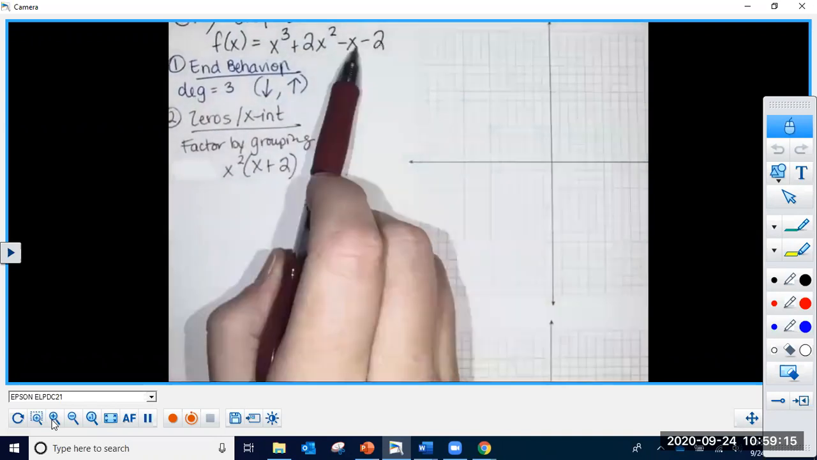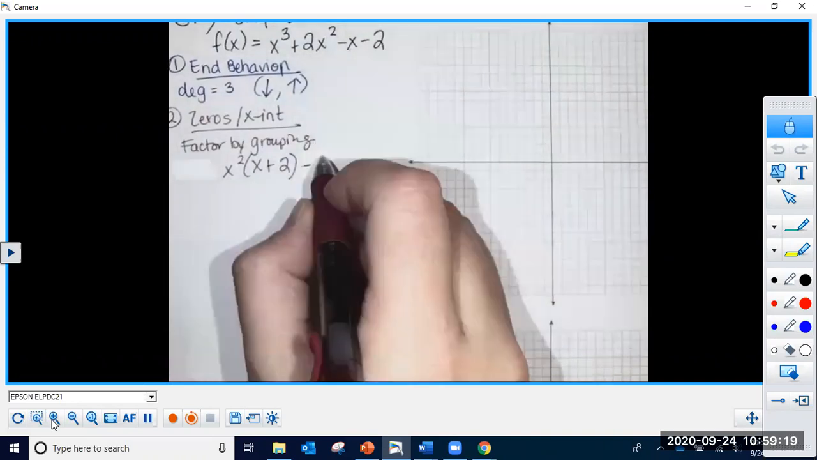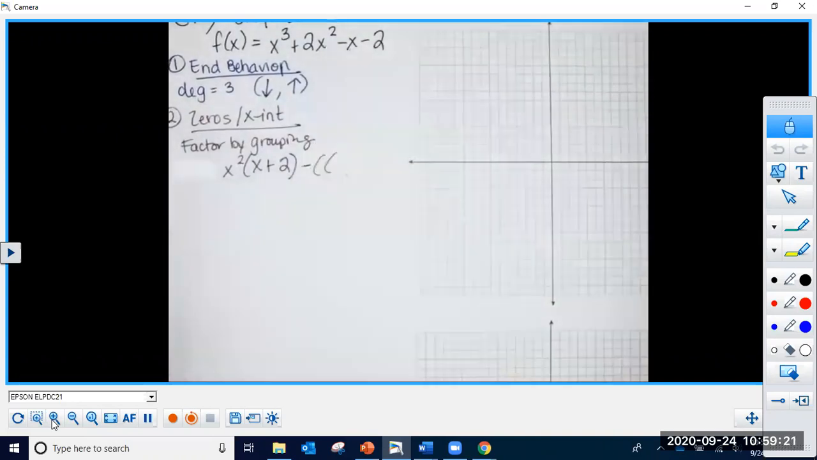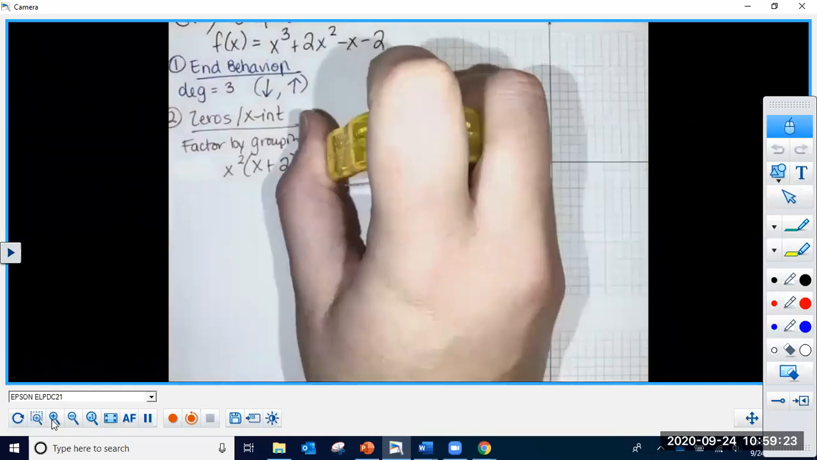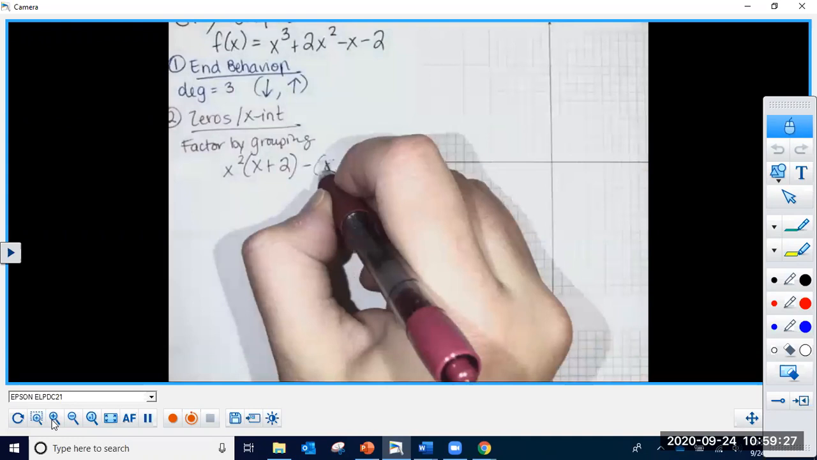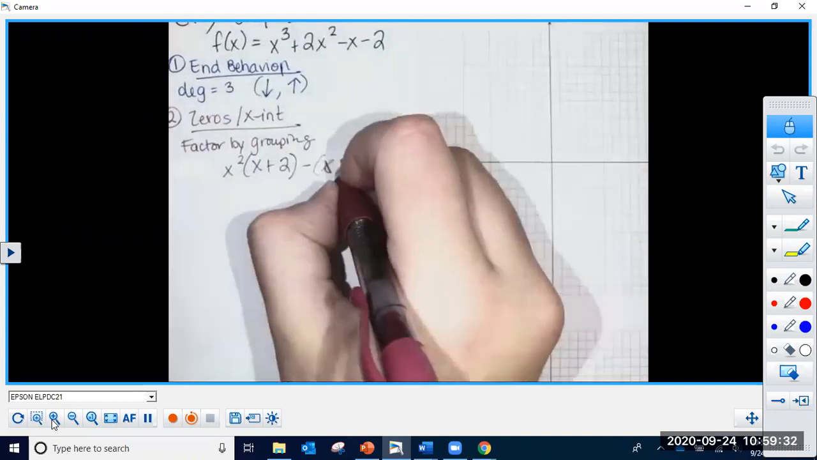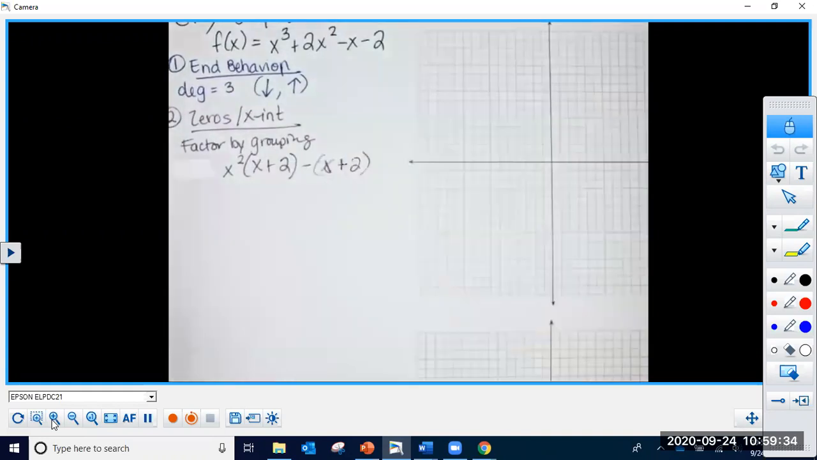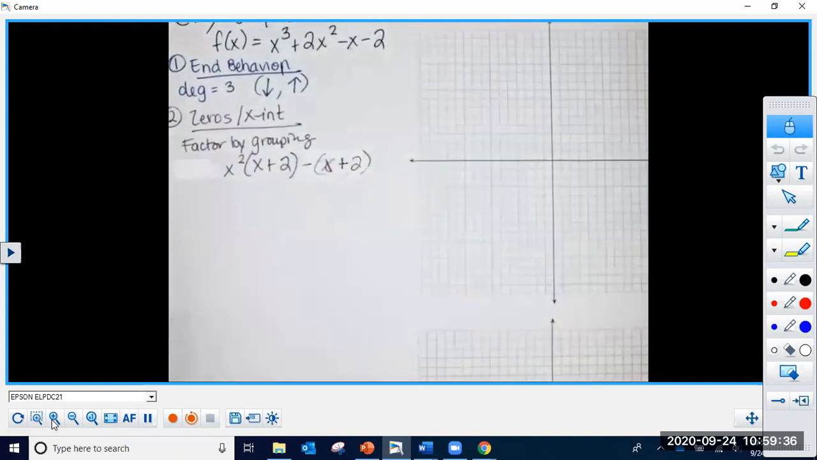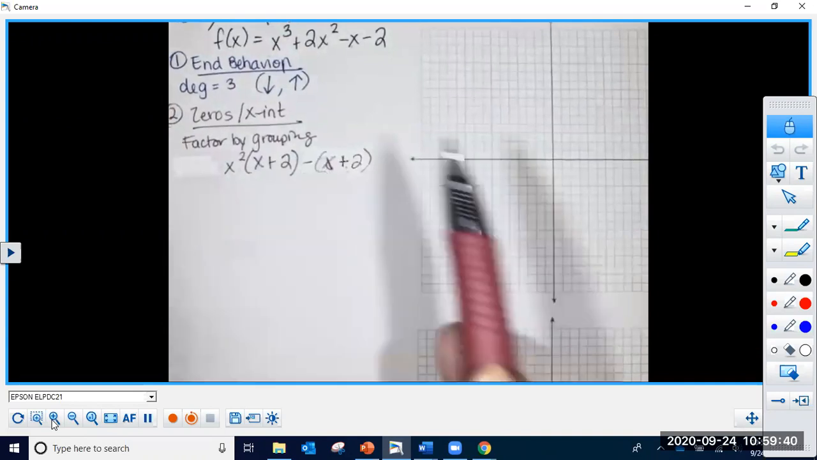So from this, what's the only thing I can factor out? -1, and you're left with, my goodness, x plus 2. Left with x plus 2 there. And that's what we want. When you factor by grouping, you want the same thing inside parentheses left.